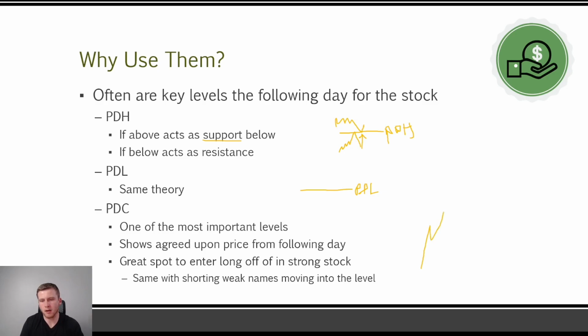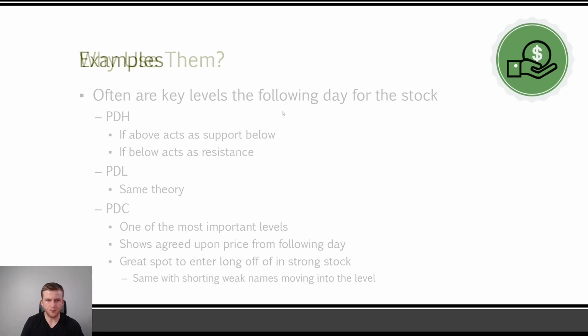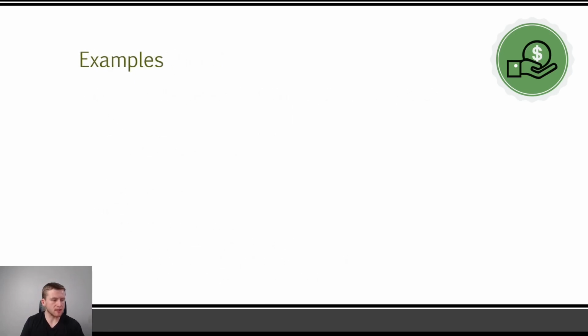So let's say we're coming up here, coming up here, and then we have that prior day close right here. If we get a nice pullback, that's a nice entry off of that level. You will see this in a few examples from today's session of how these levels played out. It is the same thing with shorting weak names. If a name comes into this PDC and then rejects like this, that's a good short with your risk level right here. So, key levels for you to keep on watch. Let's go into some examples.